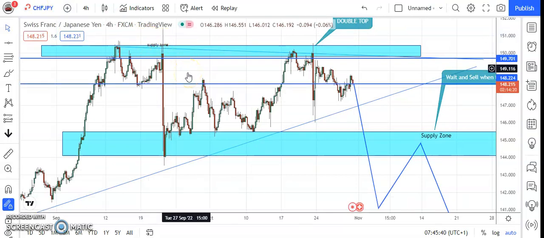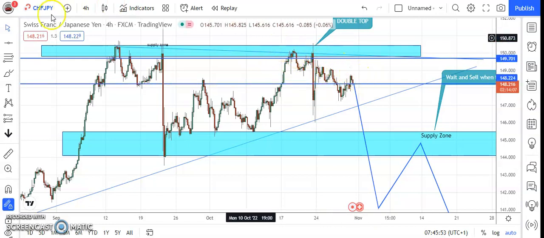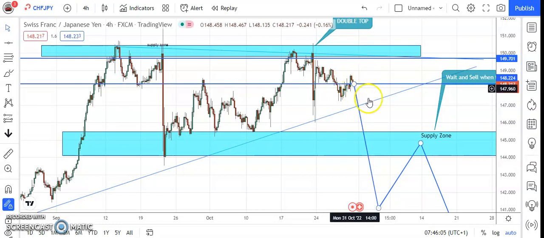You can see here, this was a resistance zone. Market went above, tried to break, went back inside. However, we've got this falling trend line here. So this trend line here, as long as it does not break higher, then I believe that Swiss franc JPY will continue falling down from this zone.